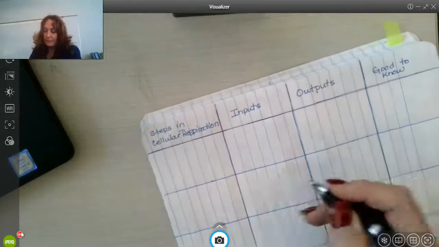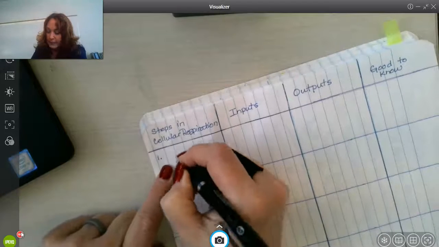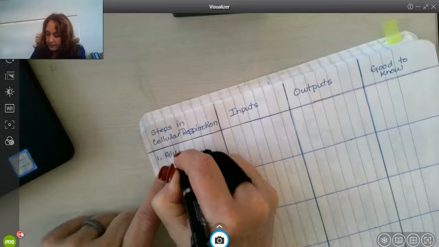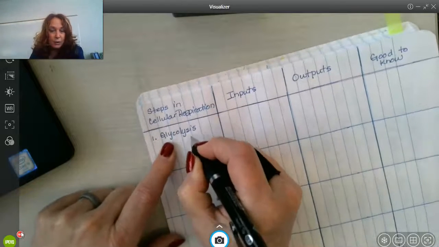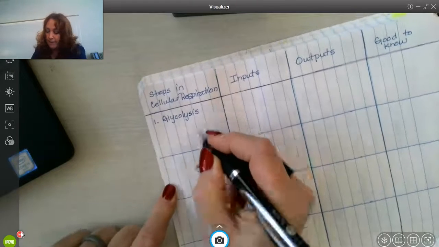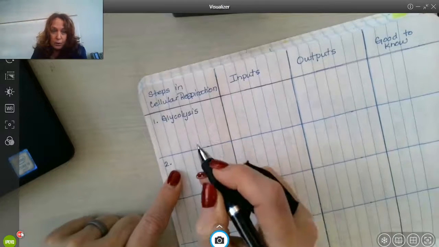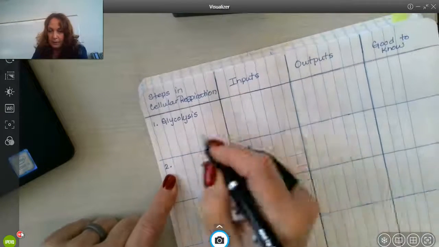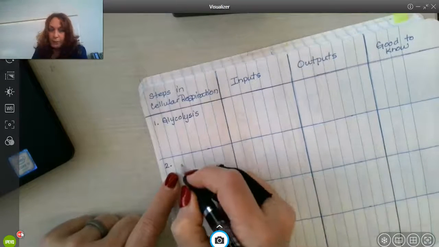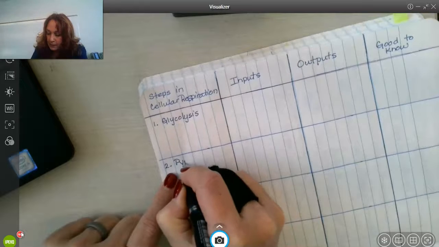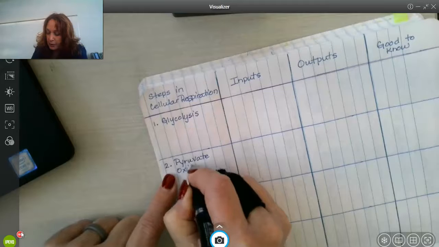Okay, so I'll start off by just numbering what my steps are. So cellular respiration starts off by snapping glucose in half. That's glycolysis. Then you take those 2 3-carbon sugars that you created, pyruvates, through glycolysis, and you oxidize those. That just means you go through some type of breaking of bonds. So this is pyruvate oxidation.